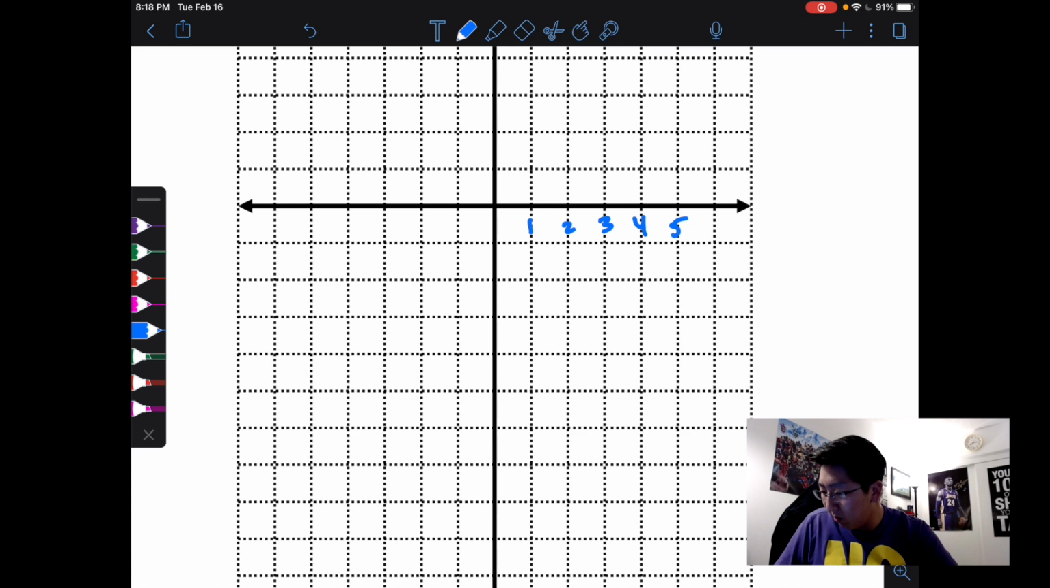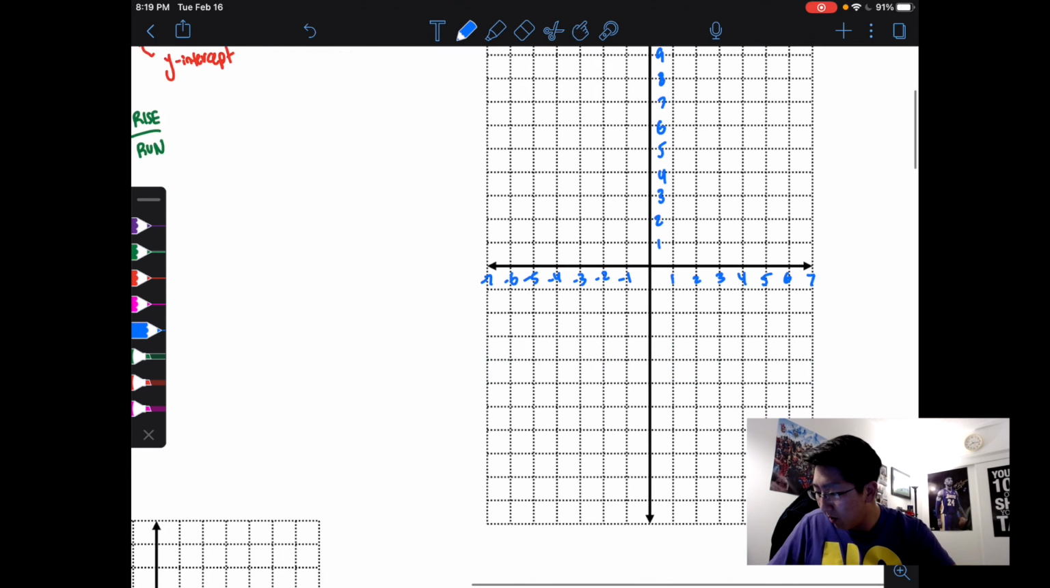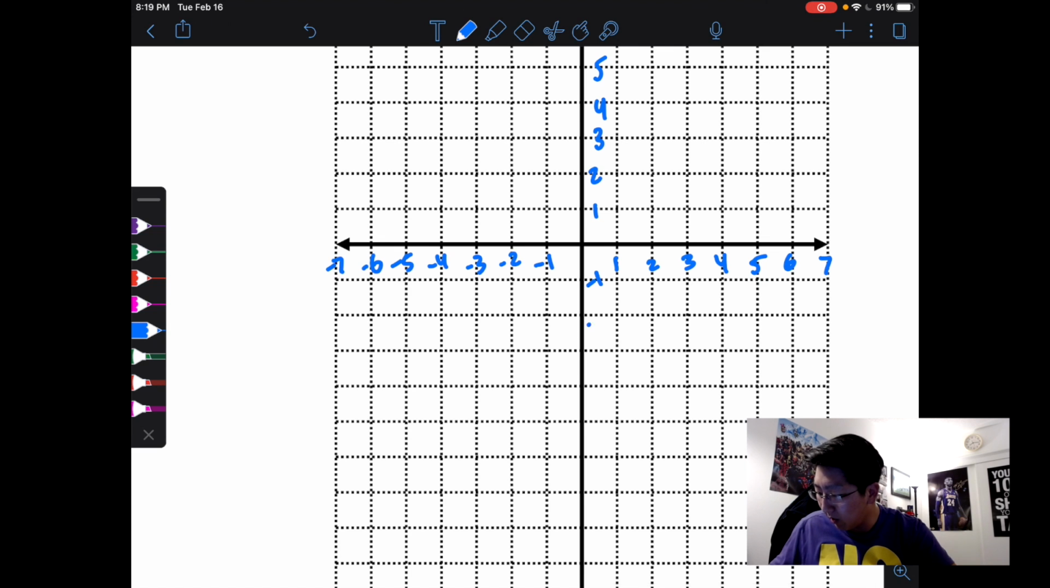1, 2, 3, 4, 5, 6, 7. Negative 1, negative 2, negative 3, negative 4, negative 5, negative 6, negative 7. Go ahead and scale the y-axis, and the negatives.